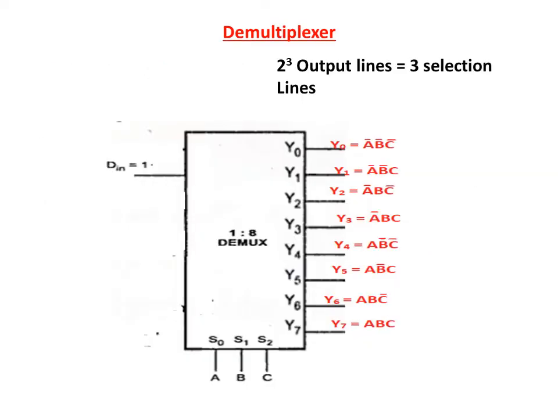In the 1:8 demultiplexer, the input line is DIN, the selection lines are S0, S1, S2 and the output lines are Y0 to Y7. At each output we obtain the minterms. The minterms Y0 to Y7 are represented. So here there are 8 outputs and we have 3 selection lines. So this is the block diagram representation for the demultiplexer.